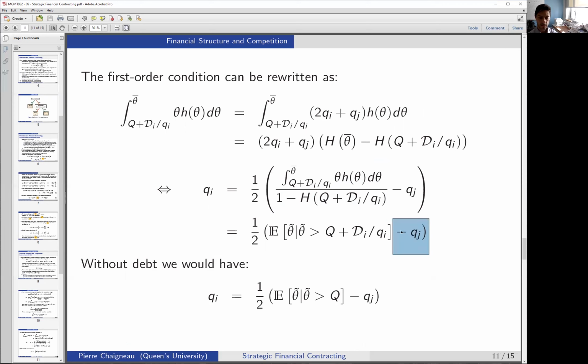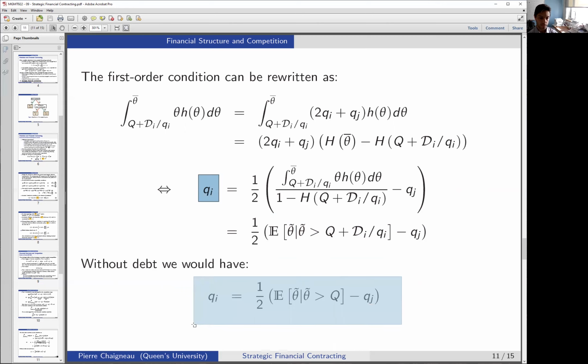Okay, and then you have minus QJ. So firm I still takes into account the quantities QJ produced by its rival. But the interesting term here for our purposes is really this one. Because as you can see, this is the expectation of theta, conditional on theta being greater than this threshold. This expectation will be increasing in this threshold, meaning that when you increase the level of debt, and so you're increasing this threshold, the conditional expectation is going to increase. And so for a given level of QJ, this is going to increase QI. This is going to increase the optimal level of output chosen by firm I.